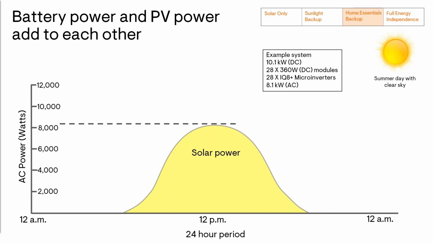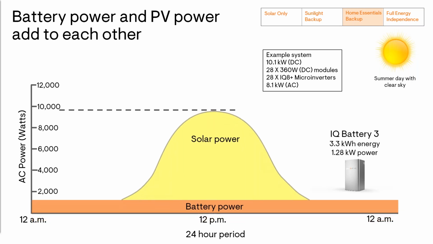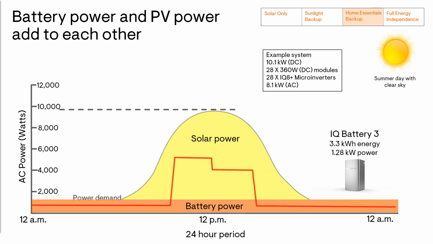With Enphase, the homeowner gets to choose the battery size based on their backup power needs, and it's not influenced by the size of the solar system. Even if the homeowner chooses a single IQ battery 3, they'll now have backup power for their essential items 24 hours a day. And during sunlight hours, the solar system's power adds to the battery, allowing the owner to potentially run some higher power devices for a limited period during the day.